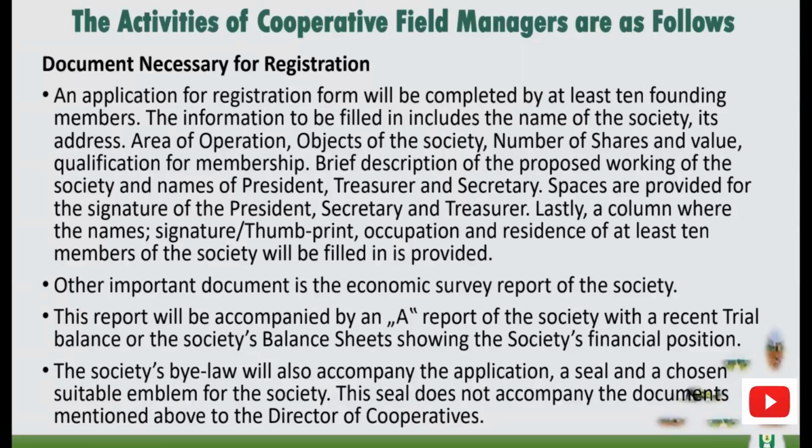Another important document is the economic survey report of the society. This report will be accompanied by the A report of the society with a recent trial balance or the society's balance sheet showing the society's financial position. The society's bylaws will also accompany the application, along with a seal and a chosen suitable emblem for the society. This seal does not accompany the documents mentioned above to the director of cooperatives.